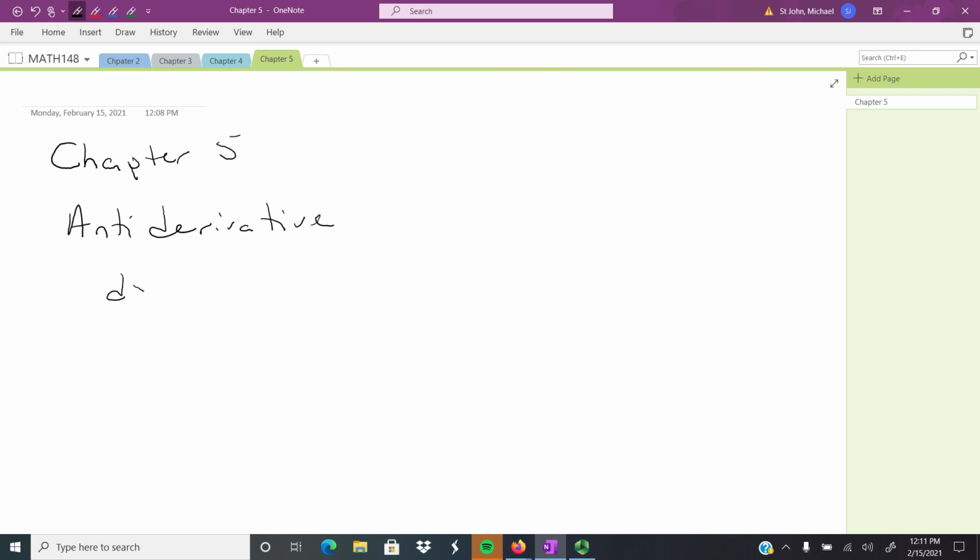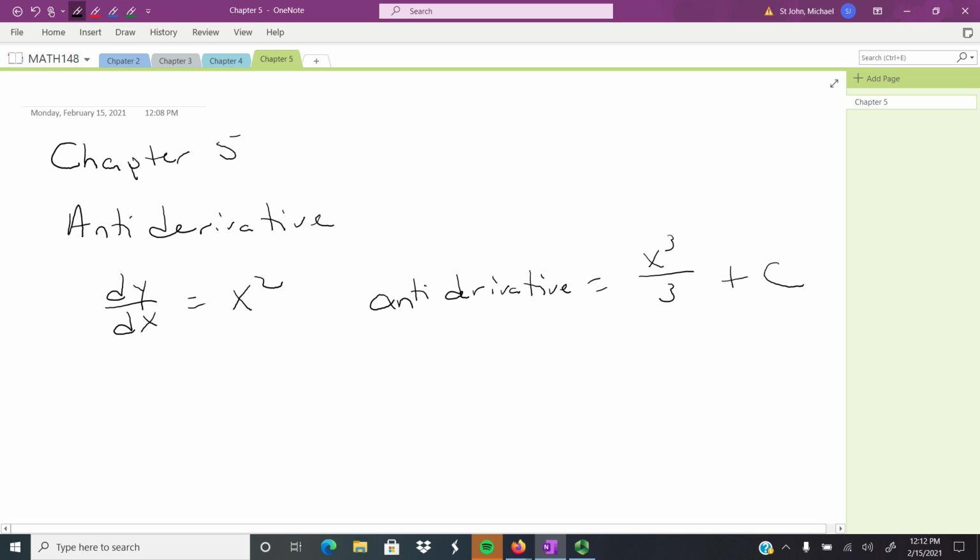So given something like this. So given that the derivative was x squared, we want to know what was the antiderivative. So the antiderivative would have been x cubed over 3 plus some number. Okay? So we get to this symbol, which is for integration.